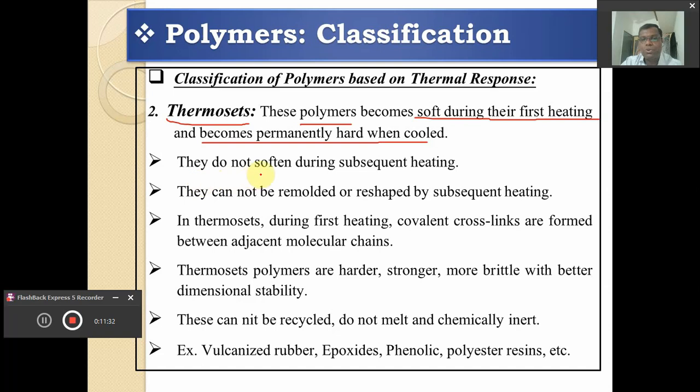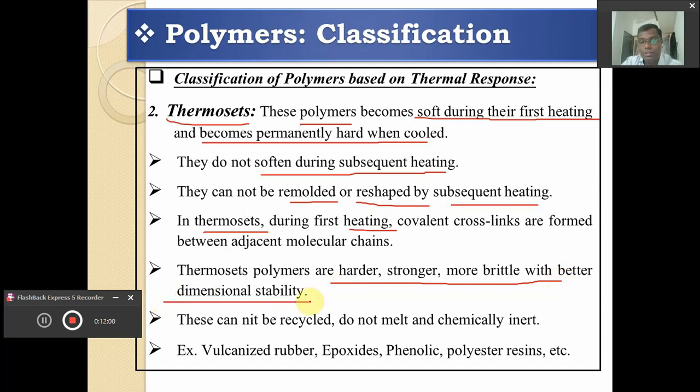And this type of polymer does not become soft on subsequent heating. That's why it cannot be remolded or reshaped by subsequent heating. And in thermosets, during the first heating, what happens? Covalent cross links are formed between the adjacent molecular chains of the polymer, and thermoset polymers are harder, stronger, and more brittle, with better dimensional stability. This type of polymer cannot be recycled, and they do not melt and are chemically inert.